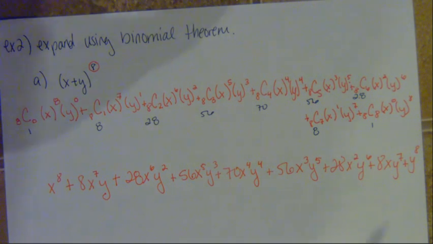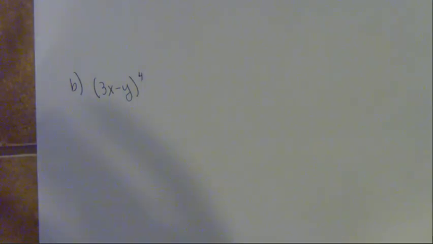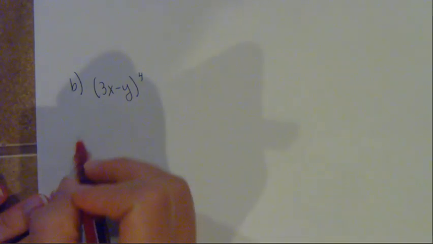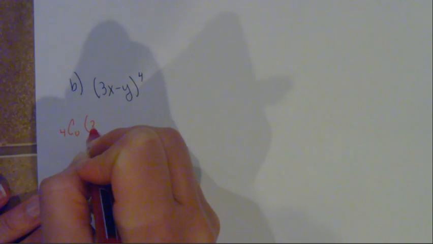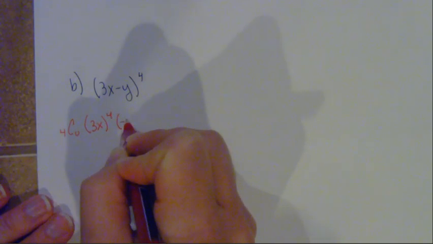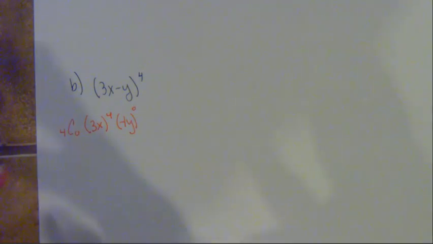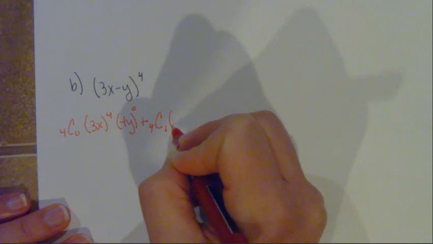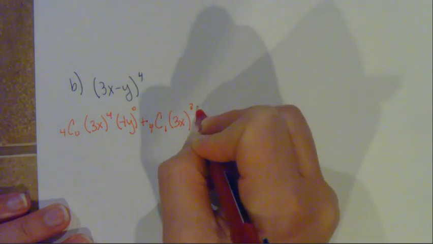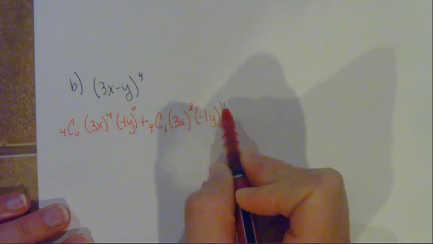All right, let's go ahead and see if we can knock this one out real quick. So it's got a subtraction sign, so we're just going to have to make sure we're careful with our signs. So I'm going to go ahead and say, okay, I'm going to do a 4 choose 0 because it's a 4. Then I'm going to take 3x to the 4th, and I'm going to take negative 1y to the 0 power. So I'm going to think of that as negative 1 just so that I can watch my signs. Plus 4 choose 1 going up there, 3x to the 3rd power, and negative 1y to the 1st. Again, look, 4 plus 0 is 4, 3 plus 1 is 4.